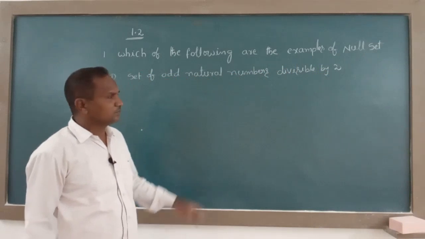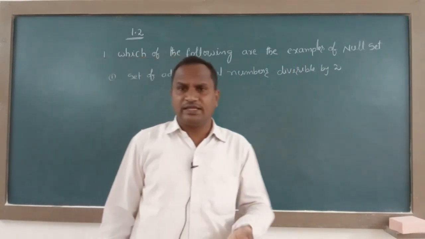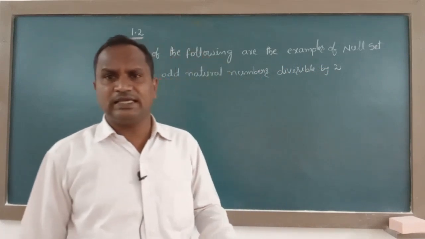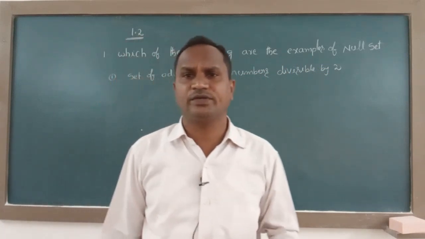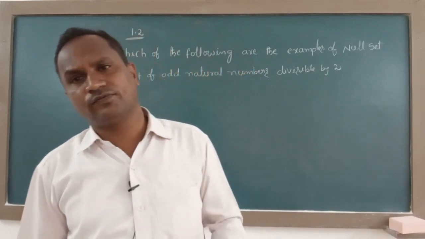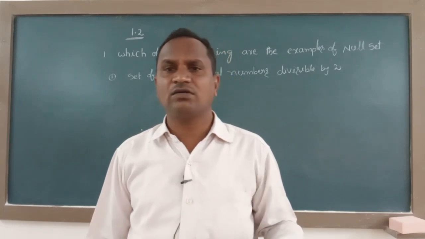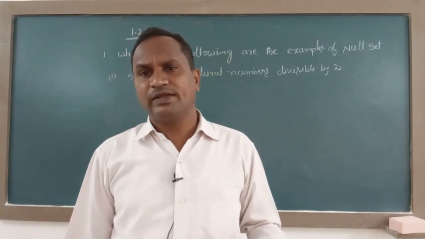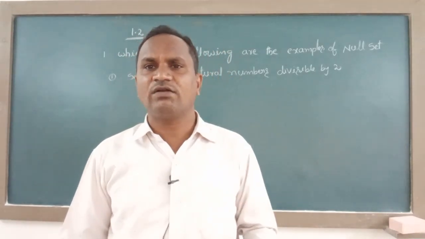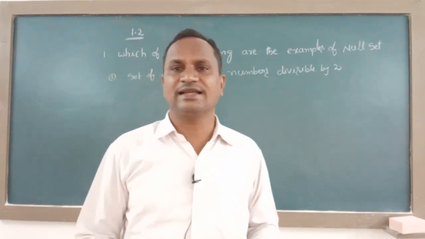See here, no odd number is divisible by 2. If you take any odd number, are you seeing here that odd numbers are divisible by 2? 1, 3, 5, 7, 9. All these odd numbers are not divisible by 2. When they are not divisible by 2, we are not getting any elements. That's why the given set is the null set.